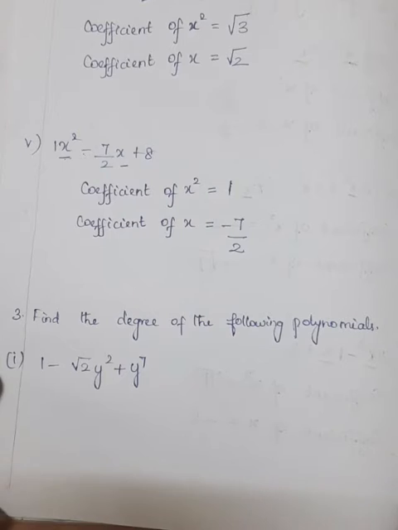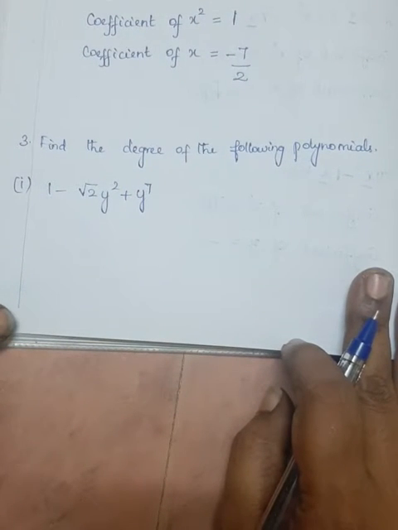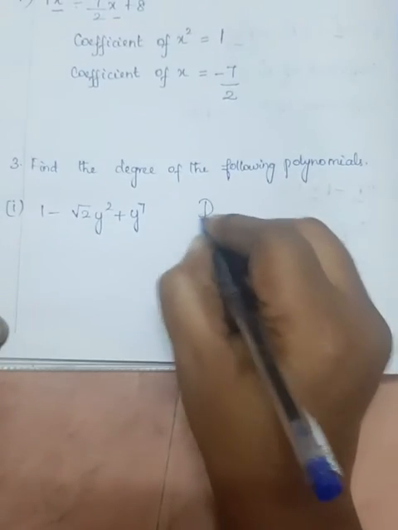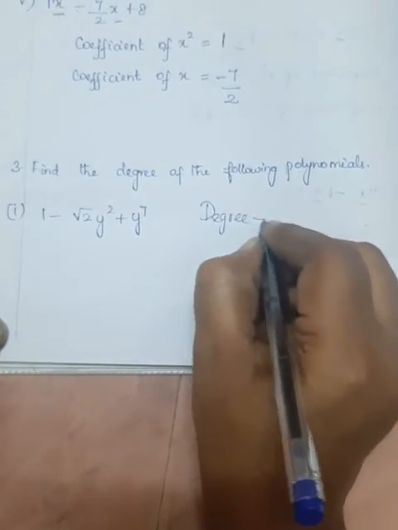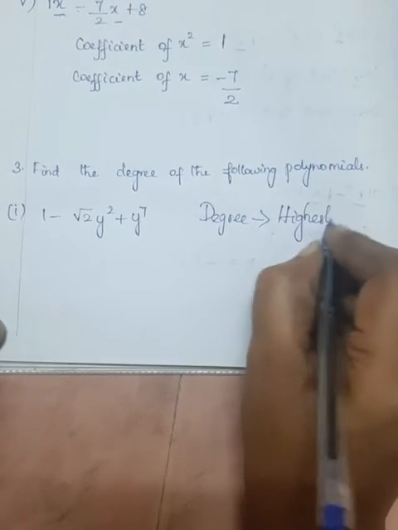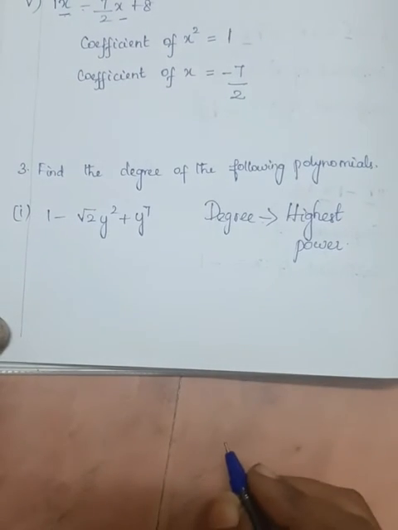Okay, children. So now let's move on to the third question. Find the degree of the given polynomials. So we want to find out the degree of the polynomial. What do you mean by degree? Degree of the polynomial means the highest power in the given polynomial. We should see which is the highest power in the given polynomial.